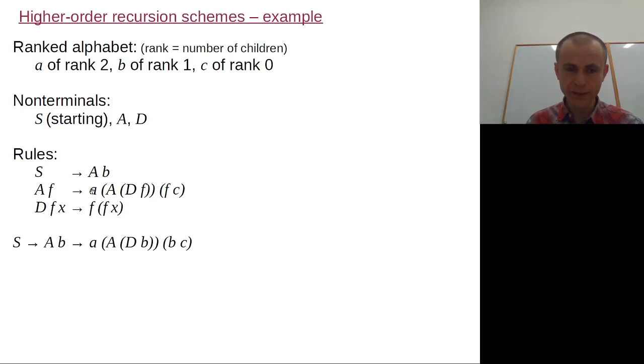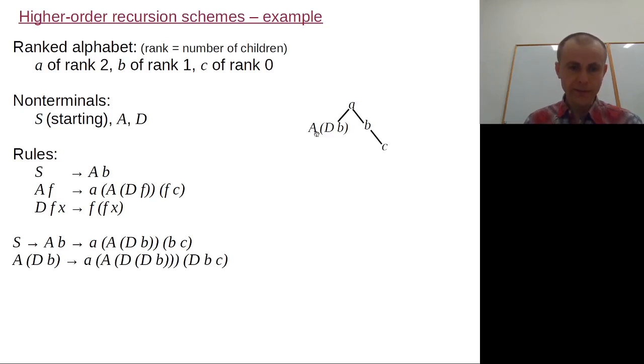We read the rule for A, and for the parameter f we substitute b. Now this thing here starts with letter a, which means that we create a node with label a. The first argument describes the left child. The b c describes the right child. The b c is just this tree with b and with child c. On the left, we again have something that starts with a non-terminal, so we reduce again. Now, instead of f in the rule, we substitute d b, the parameter from here, and we continue.